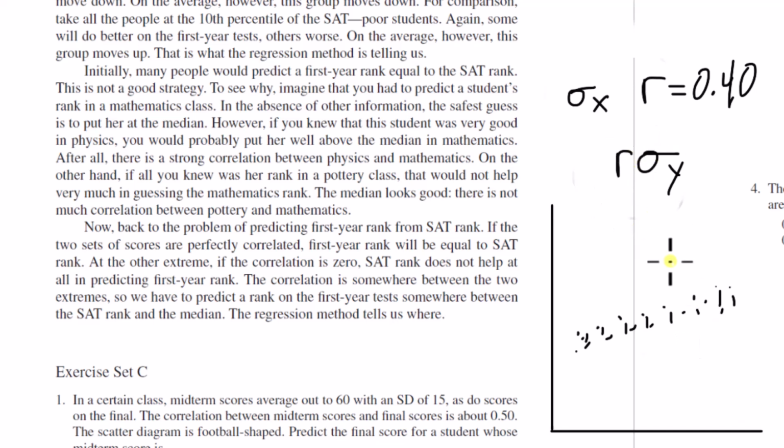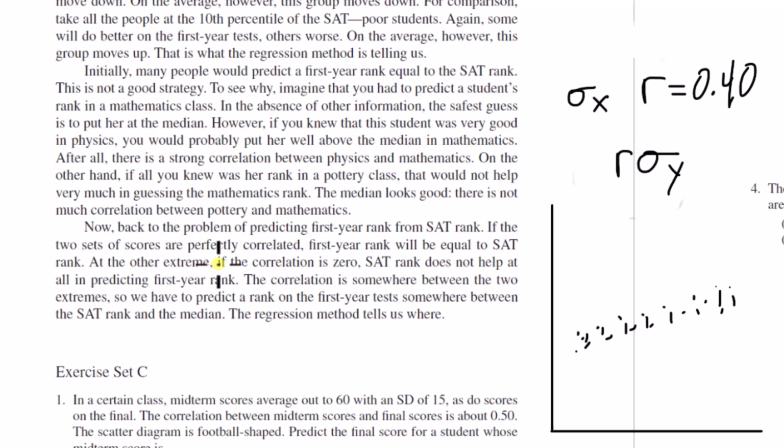The correlation coefficient has nothing to do with whether the data is steep or shallow. This is going to be a high correlation coefficient. It's clustered tightly around the line here, right? What are they talking about here? What does this mean? Now, back to the problem of predicting first-year rank from SAT rank.